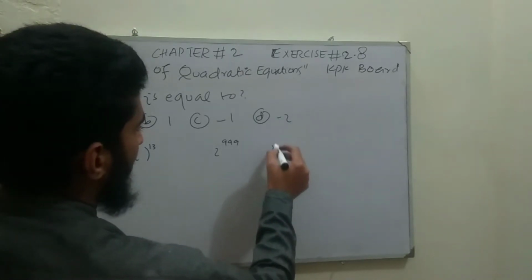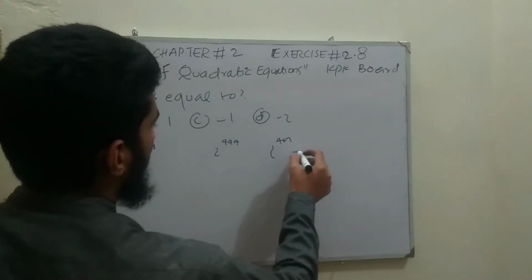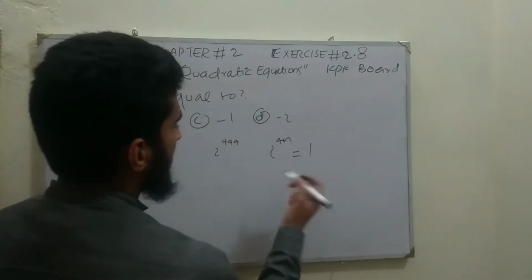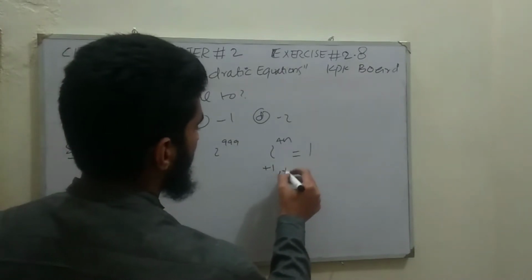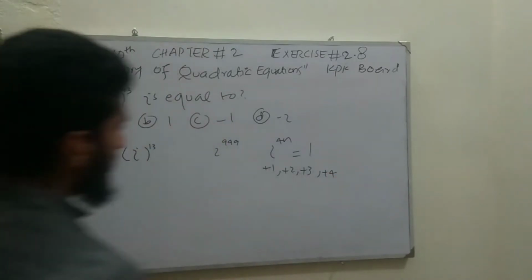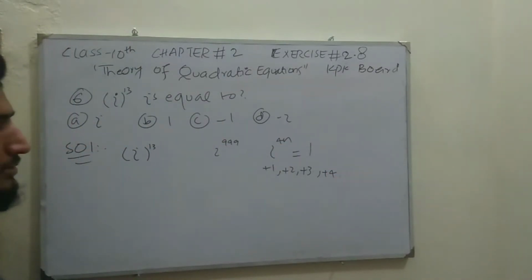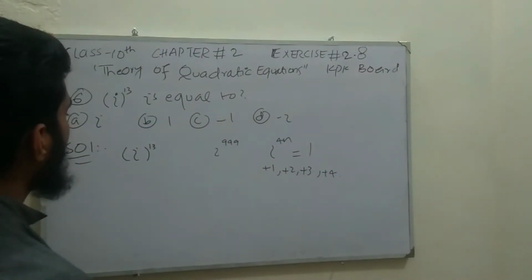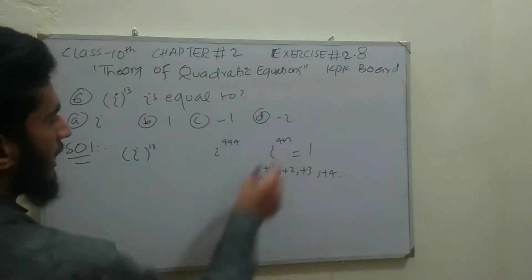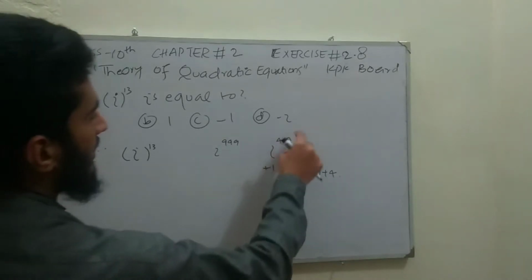We are using a trick for this question. The trick is iota power 4n will always be equal to 1, where n is a positive integer: 1, 2, 3, 4. We use the same trick here, because this is an MCQ and we have very few minutes for solving MCQs. That's why we use tricks here. Iota power 4n is equal to 1.